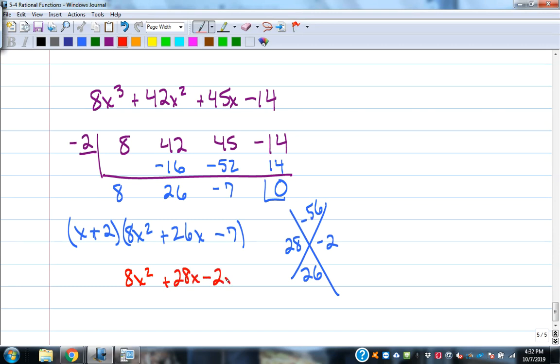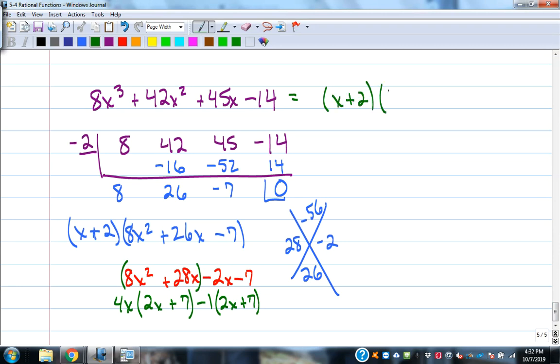28x minus 2x minus 7. Now I can group that and pull out a 4x, and that'd leave me 2x plus 7, and then a minus 1, and that'd leave me a 2x plus 7. And now the fully factored form for this thing is going to be x plus 2, 4x minus 1, and then the 2x plus 7. A lot of work to get that factored form, but we've got to have that numerator factored so that we can cancel some stuff out.